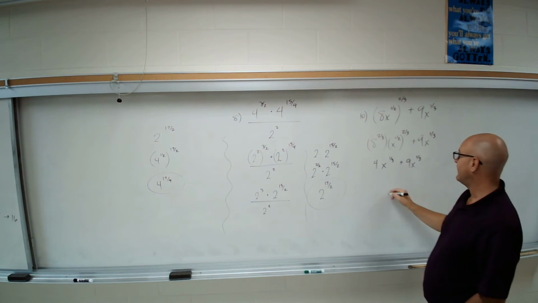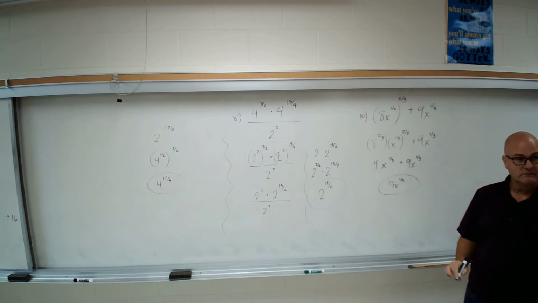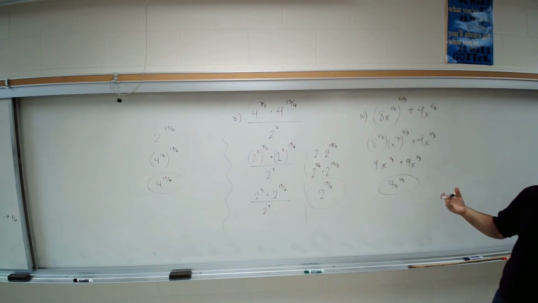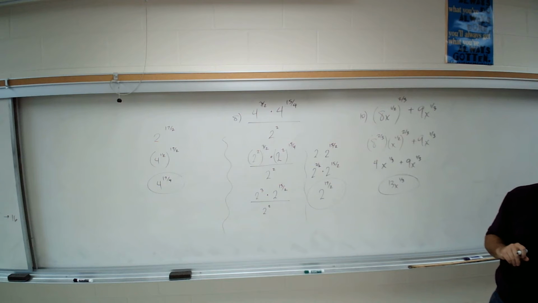So we get 13x to the 1/3 is how I would write it. You could see it as a cube root, but since we started with rational exponents, I want to leave it that way.